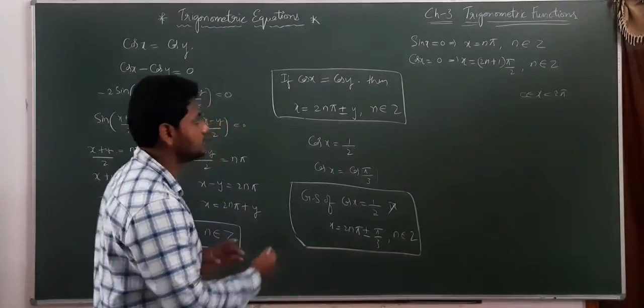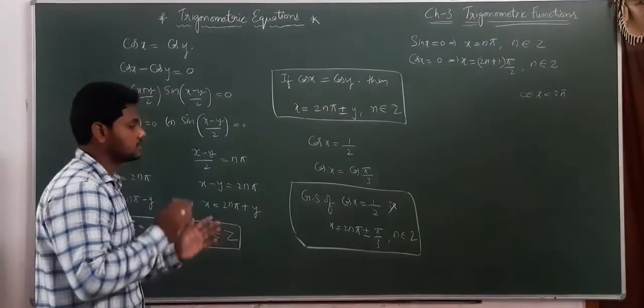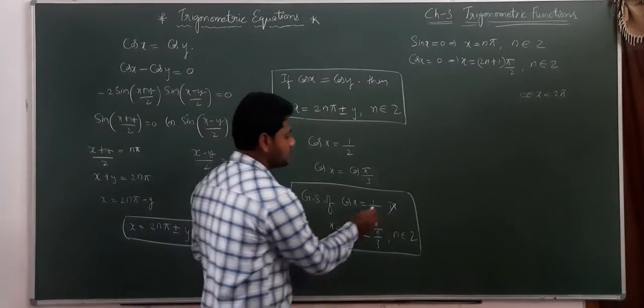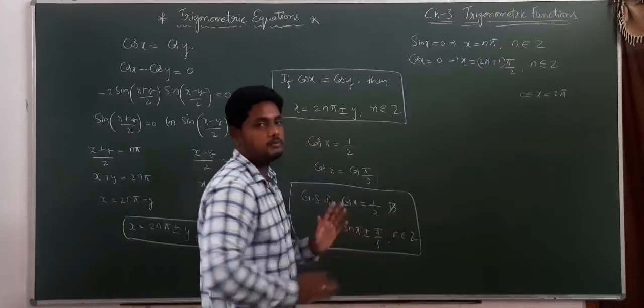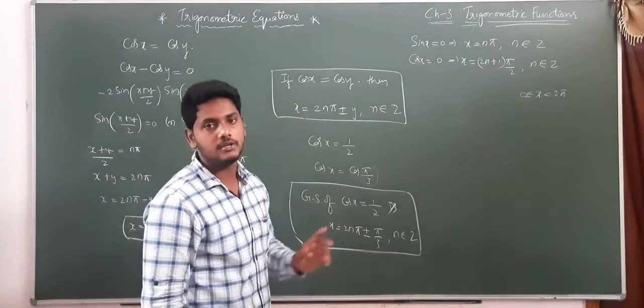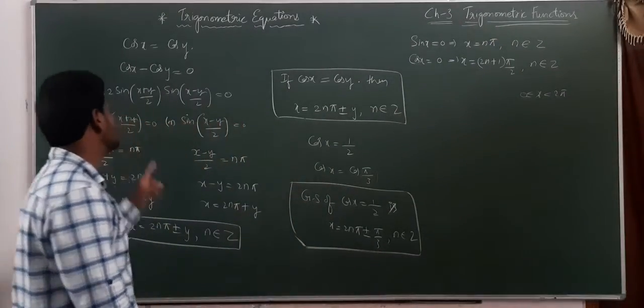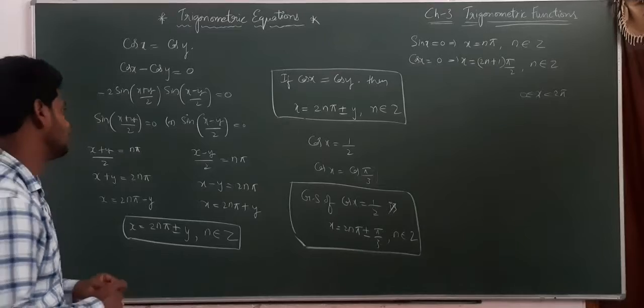Like this we will write general solutions, and previously we have also discussed principal solutions. Please understand the difference between principal and general. General means all solutions, we will get infinite number of solutions. Principal means only two in between 0 and 2 pi. Pause the video and note it down. This is about cos x equal to cos y.